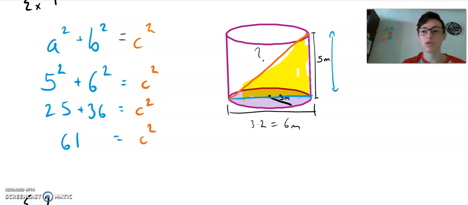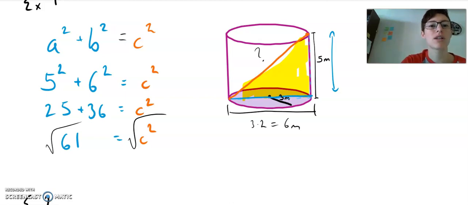Remember that in order to undo a square or an exponent, we're going to have to take the root of it. So in this case, we're going to take the square root of both sides. Square root of 61 is not a perfect square. We can either leave it as it is, because this is an exact number right here. Square root of 61 equals the square root of 61.